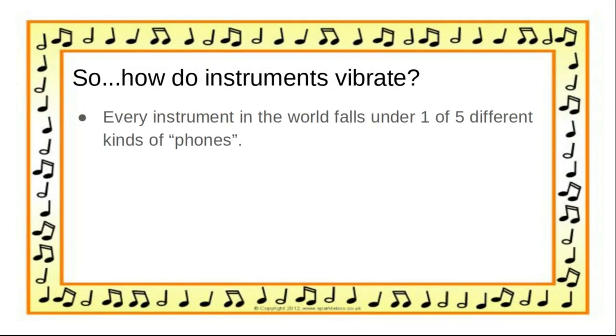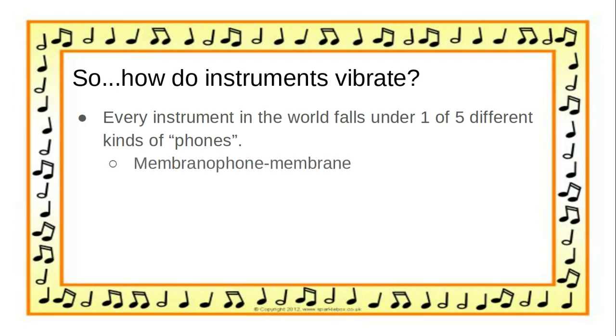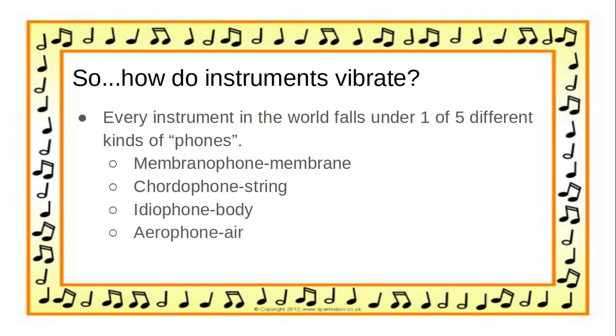So how does it work? Every instrument falls under one of those five categories. Membranophone, a vibrating membrane, such as a snare drum or a bass drum. Chordophone, vibrating strings, such as a ukulele, a guitar, or a violin. An idiophone, vibrating body, so a shaker or a cymbal or a gyro. An aerophone, which is a vibrating column of air, such as saxophones, flutes, and trumpets. And a lamellophone, or a vibrating tongue, such as the marimbula.